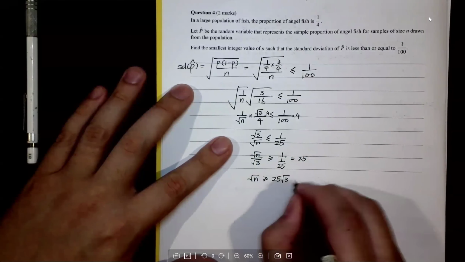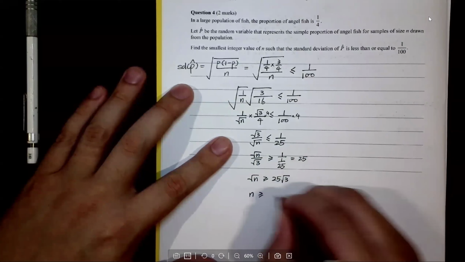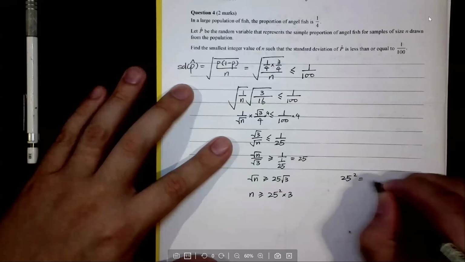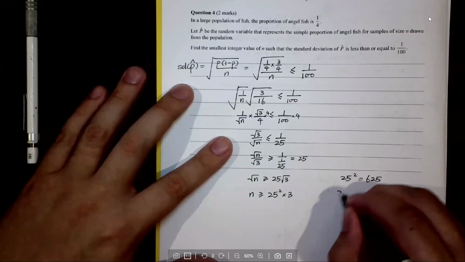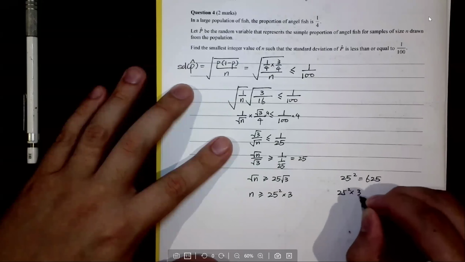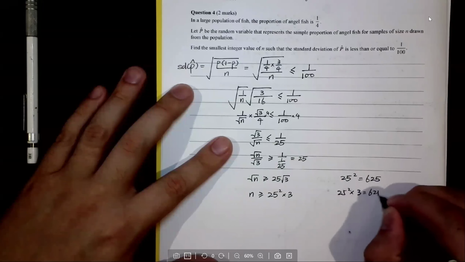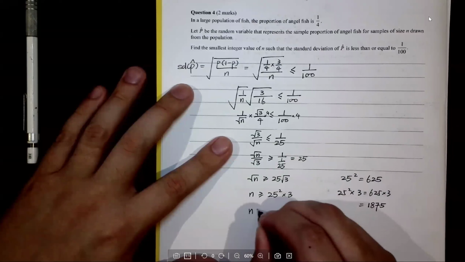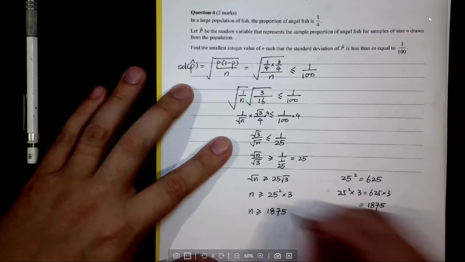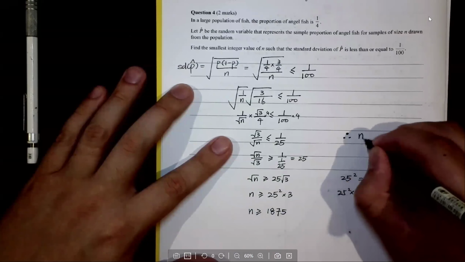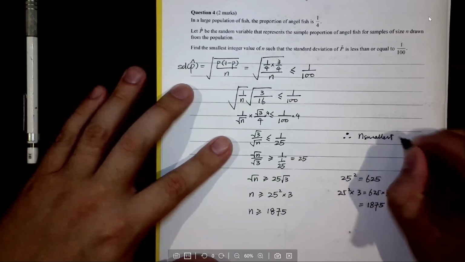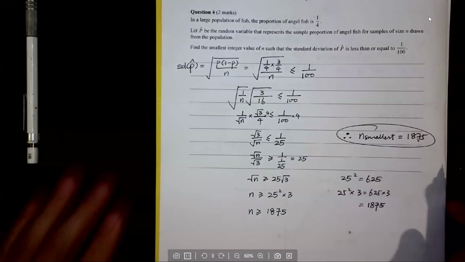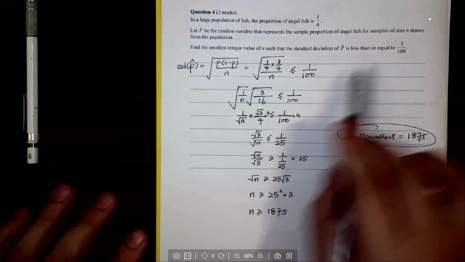And I try to square both sides. For example, n is greater than or equal to 25 squared times 3. So 25 squared is 625. Therefore, 25 squared times 3 equals 625 times 3. That is 1875. So the answer is n smallest equals 1875. That is the smallest sample size for us to achieve a standard deviation less than or equal to 1 out of 100.